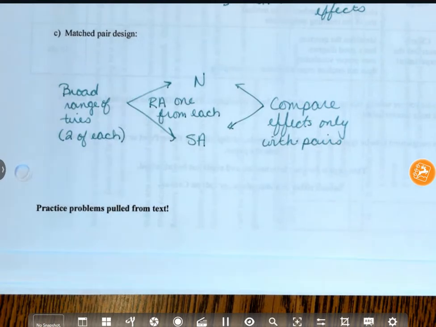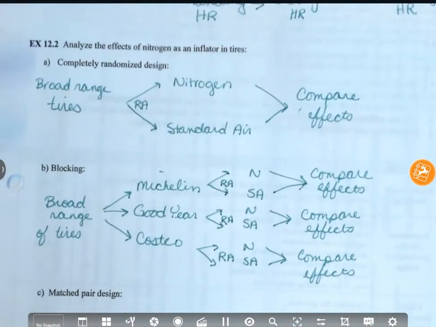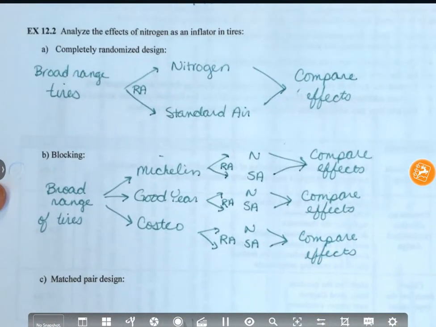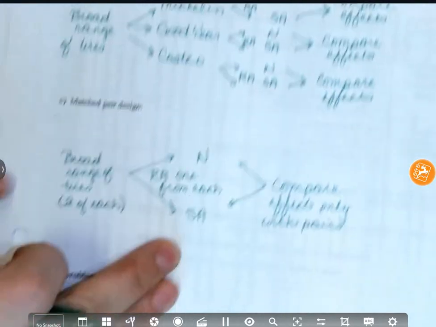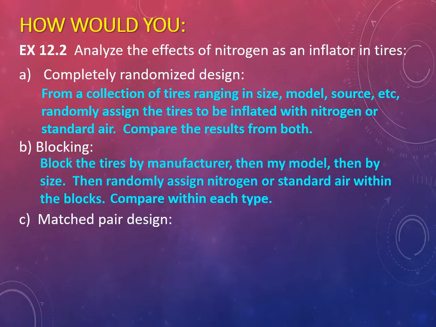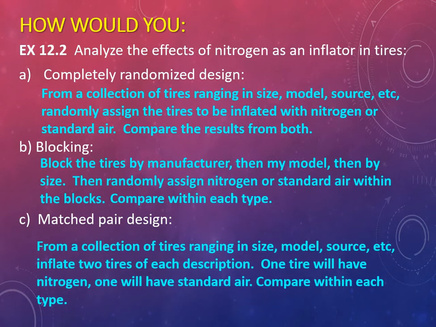So I think matched pair is almost always harder to draw a picture than it is to just write. So I like drawing pictures for randomized design and blocking because I think that's quick and easy to say. But for matched pairs, I actually think it's better to just write it out. You got 2 tires of each. One will randomly get nitrogen, one will randomly get standard air, and I'm going to only compare within each type.